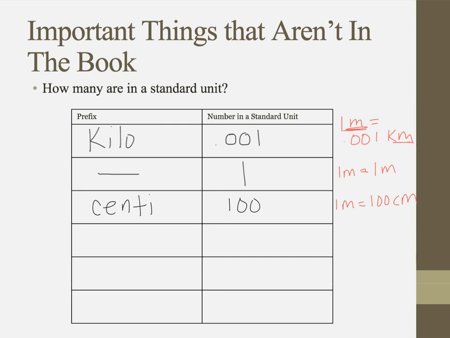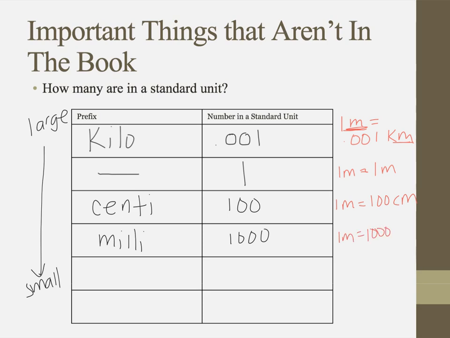Now, next one down is milli. So these are big, and we're getting smaller and smaller as we go down. Okay, in a milli situation, we're looking at units of 1,000. So 1 meter is 1,000 millimeters. In order to move from centimeters to millimeters, I'm adding a 0. So 1 centimeter would be 10 millimeters. 1 to 10, adding a 0.